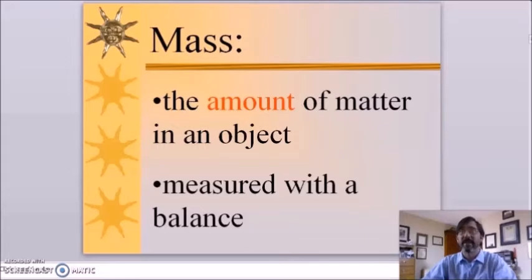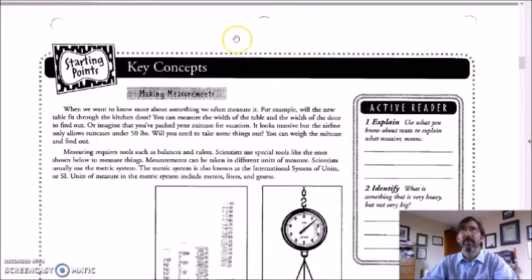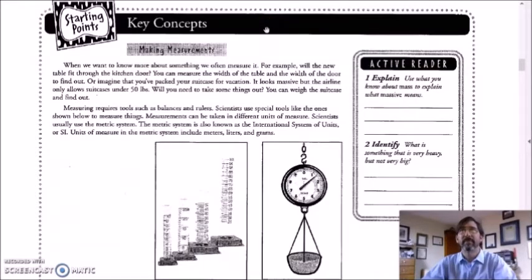So hopefully that helps you understand a little bit more about mass. We're going to go back to the packet and learn by reading. I'm going to be using pages 11, 12, and 13 in the packet today. So if you want to go back later and review that, you can. As we finish, you should be able to use what you know about mass to explain the word massive. And you should be able to identify something that is heavy, but not very big.